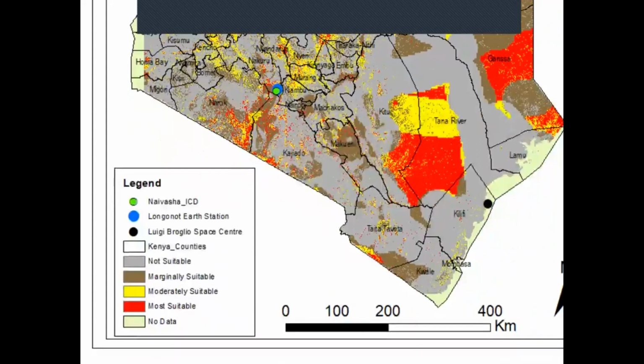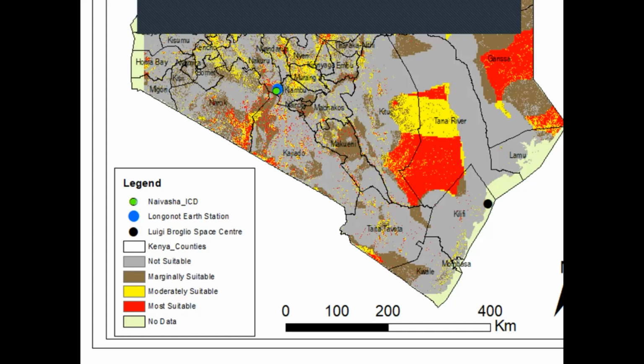Then we have the Malindi, the Luigi Broglio Space Center in Malindi. This black section here. Again, it's not suitable. It's at the coast. It's set at the bay just inside the ocean. Because of the evaporation, it also suffers higher humidity reports. And we know what this does to radio signals that come from outer space. So then we can only go with other options that lie in other counties.